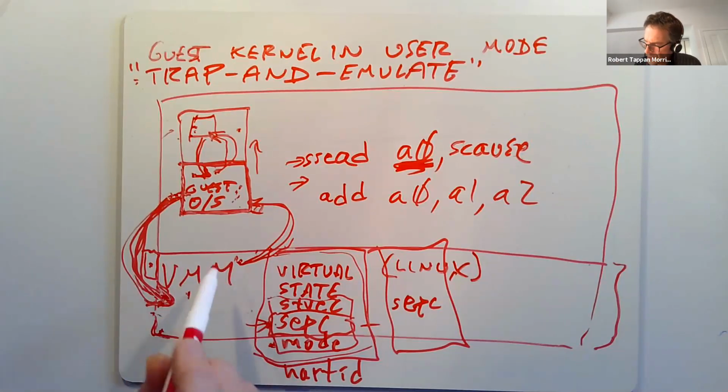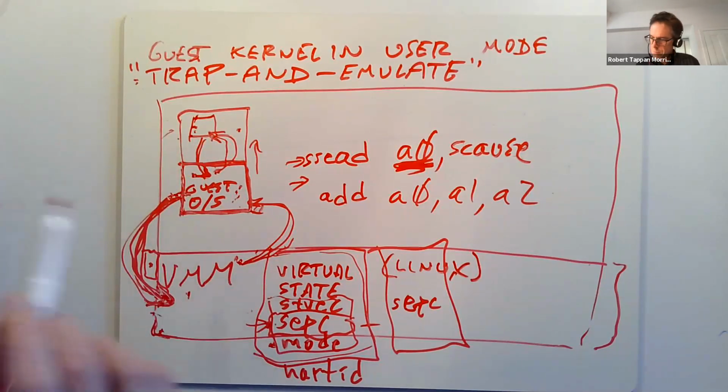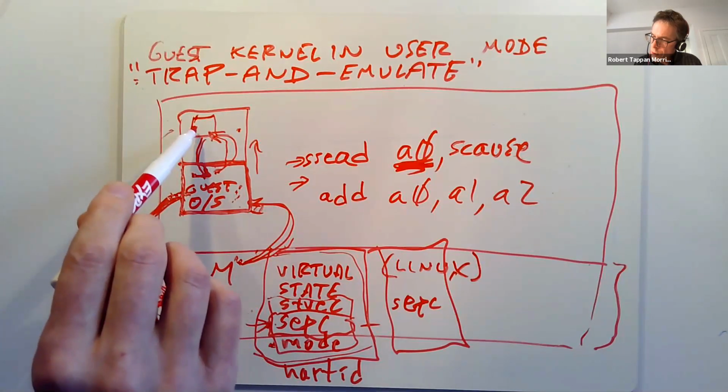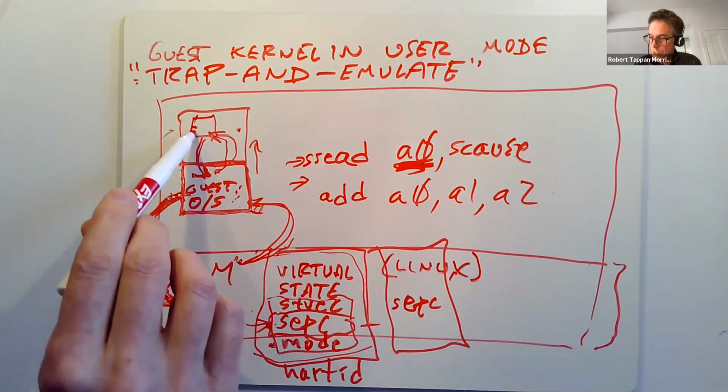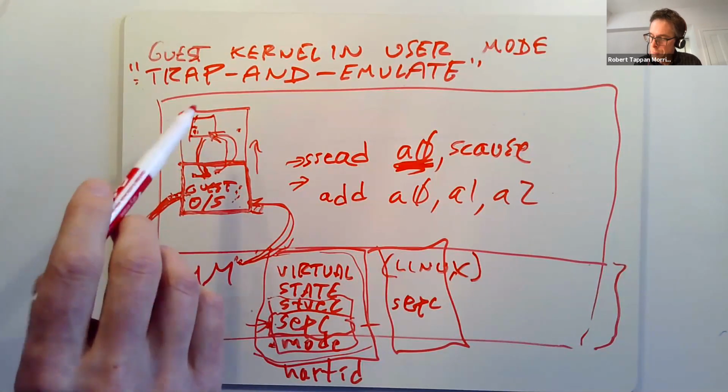And I'll talk about this in a bit, but the virtual machine monitor also is going to be switching page tables when it goes back into the virtual machine. When the guest user code wants to run ordinary instructions, it just executes them directly at full speed.